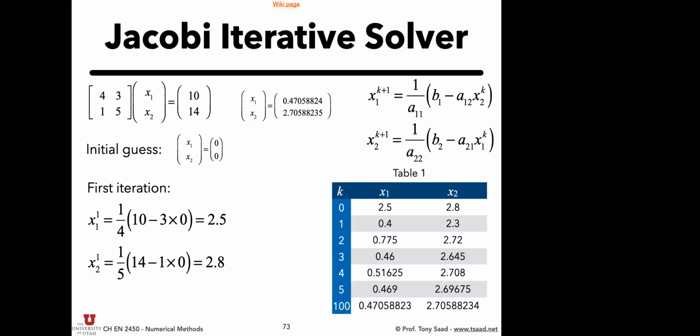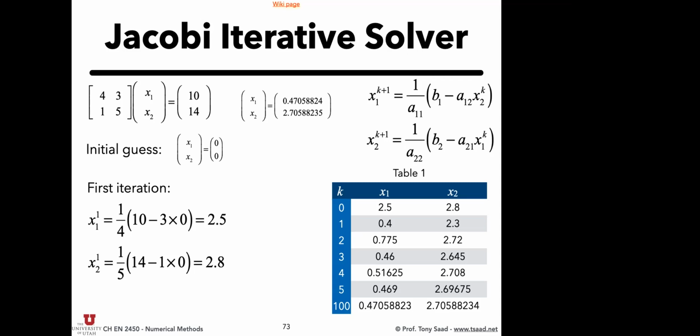And I had shown this simple example over here just for this system of 2x2 equations. And you can run the numbers by hand. It tends to become tedious, but anyway, this one is two equations with two unknowns, x1, x2. The exact solution is 0.4 and 2.7.